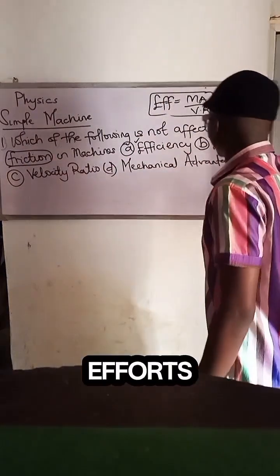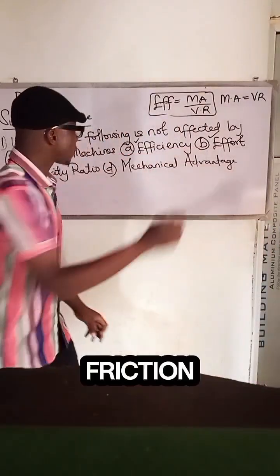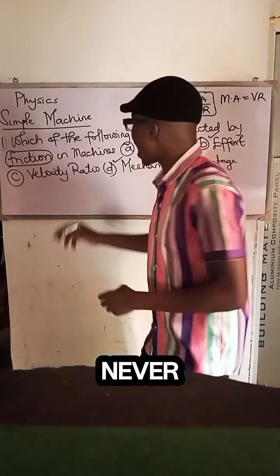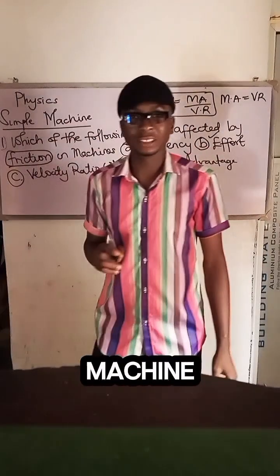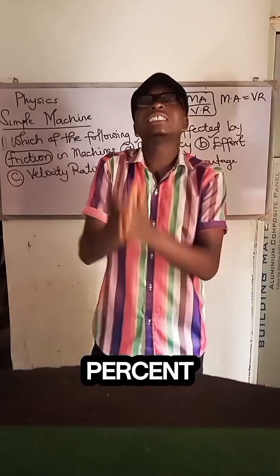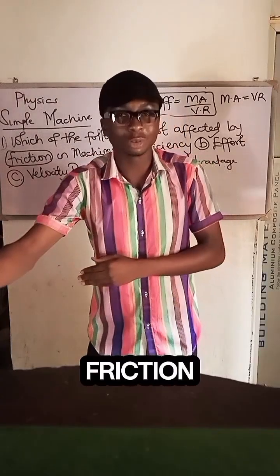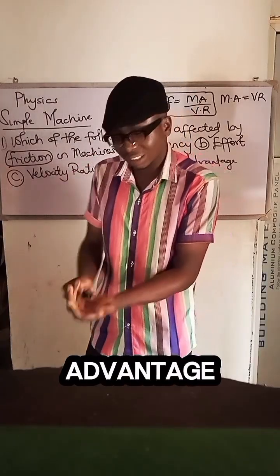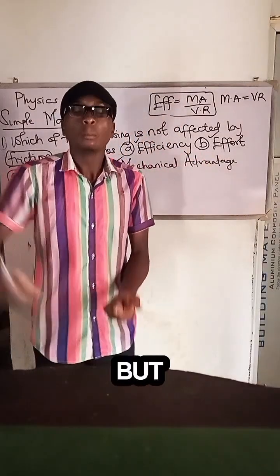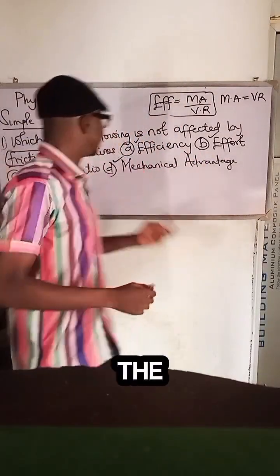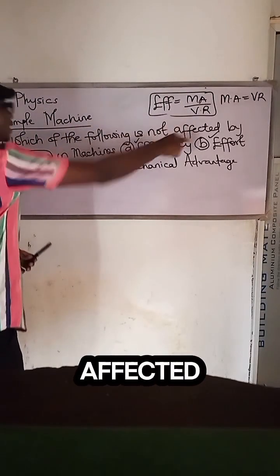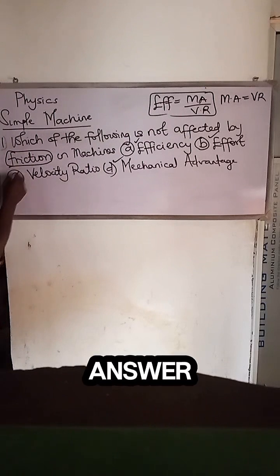Friction affects the efficiency. Friction affects the effort. Friction affects the mechanical advantage. But friction can never affect the velocity ratio of a machine. I said a machine cannot be 100% efficient because of friction. And this question says, which of the following is not affected by friction in machines? The answer is velocity ratio.